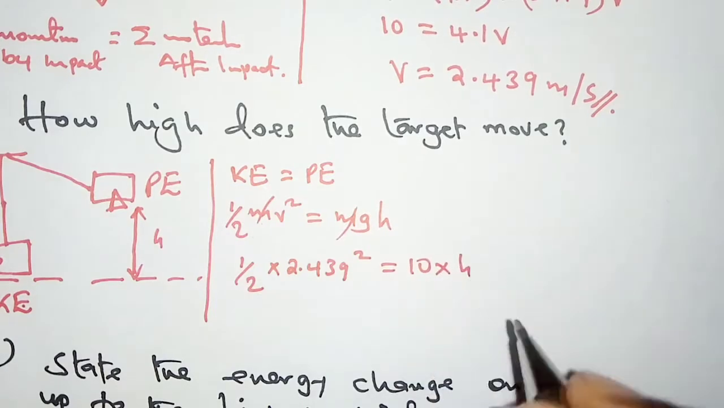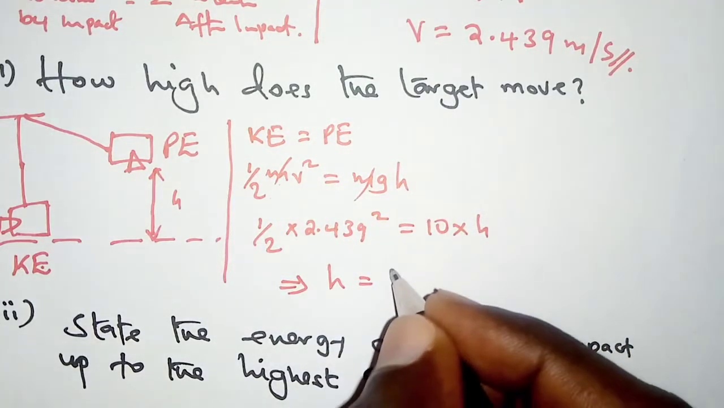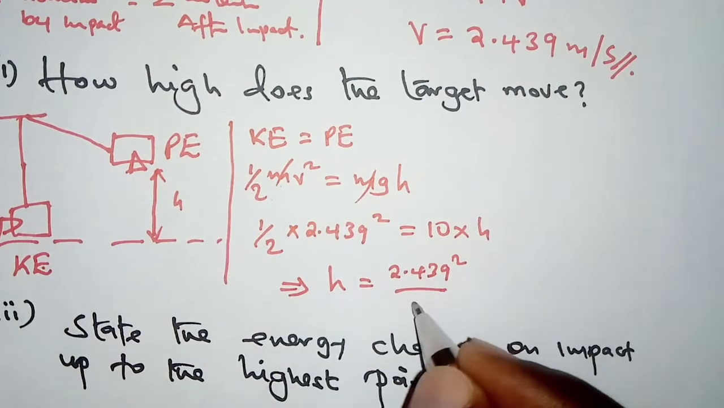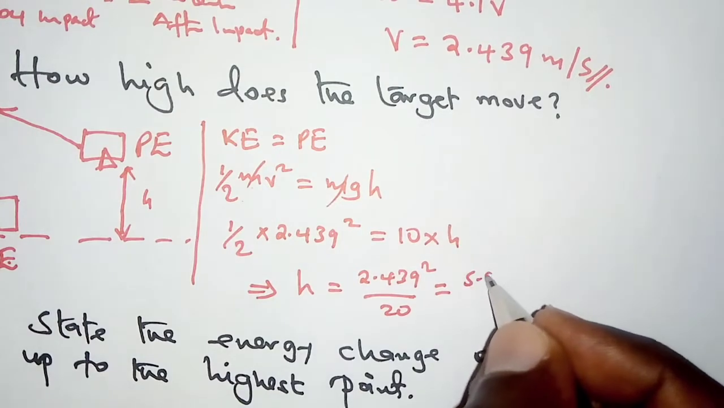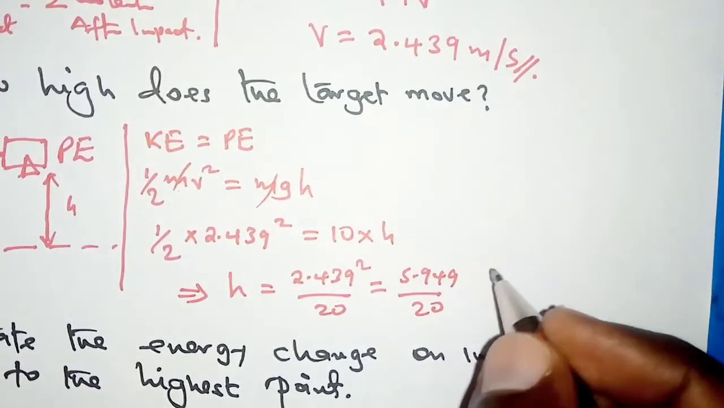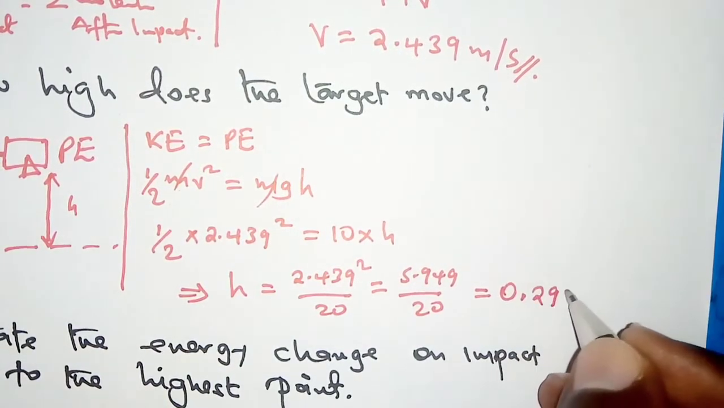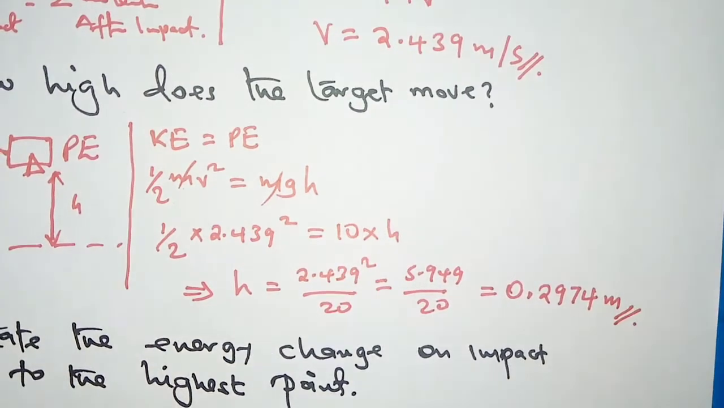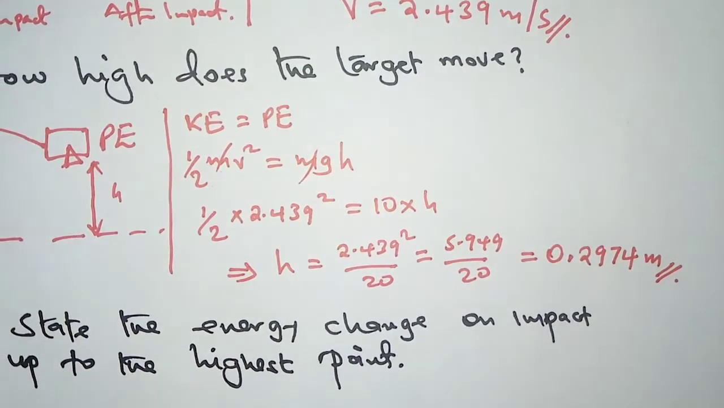We multiply by h, so h is equal to, dividing both sides by 10, 2.439 squared over 2 times 10, that is 20. From my working, the numerator becomes 5.949 and the denominator is 20, and that finally gives us 0.2974 meters. So that is the maximum height that they both attained after the impact.